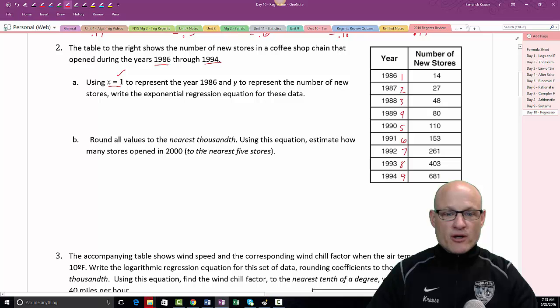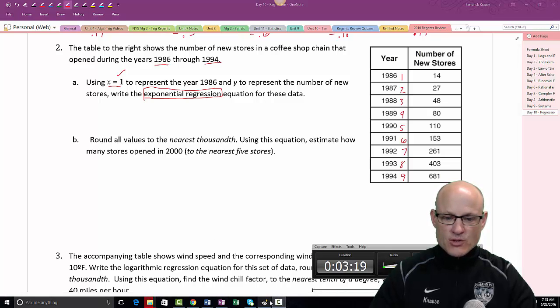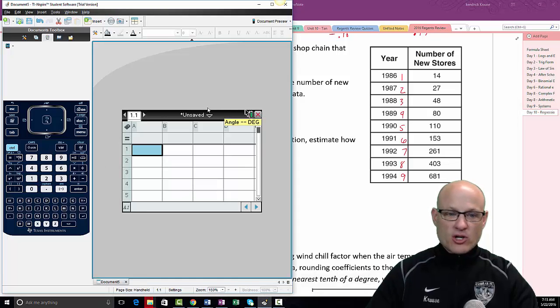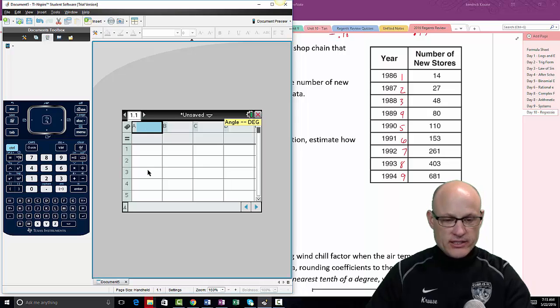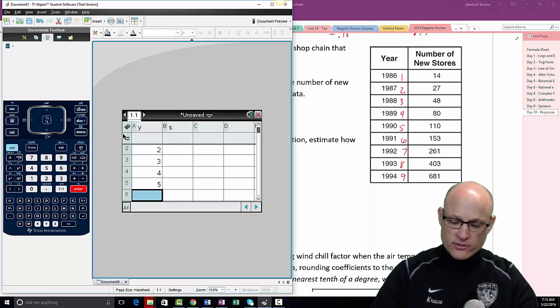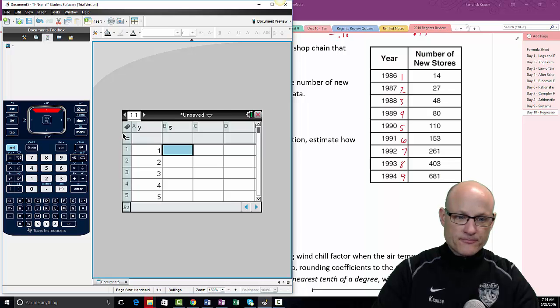So we want to do some exponential regression on this data. It's going to tell us exponential regression. So we got to get these in our calculator. I go to my calculator, I go into this mode. I'm going to call one of them year, and I'll call this one stores. And this one's easy. 1, 2, 3, 4, 5, 6, 7, 8, 9. 9 stores, or 9 years.